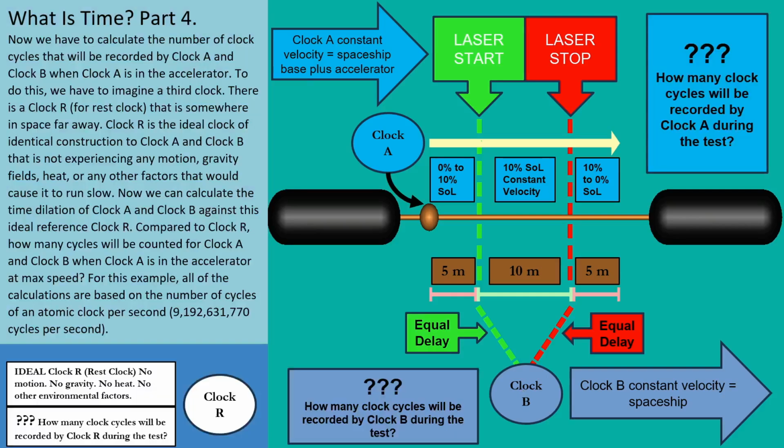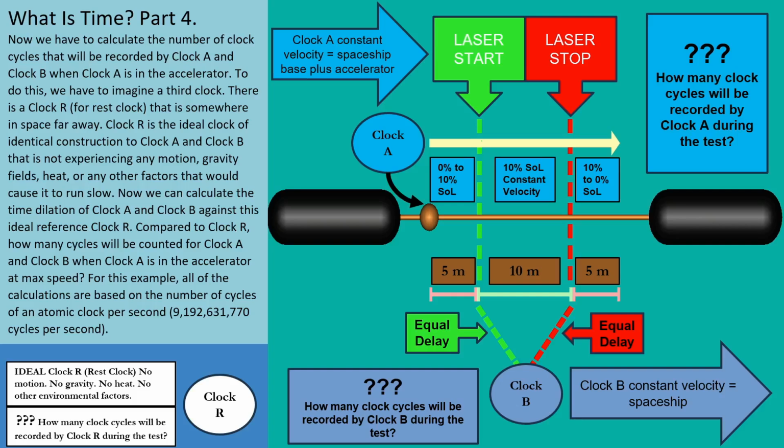Now we have to calculate the number of clock cycles that will be recorded by clock A and clock B when clock A is in the accelerator. To do this, we have to imagine a third clock. There is a clock R, for rest clock, that is somewhere in space far away. Clock R is the ideal clock of identical construction to clock A and clock B that is not experiencing any motion, gravity fields, heat, or any other factors that would cause it to run slow.